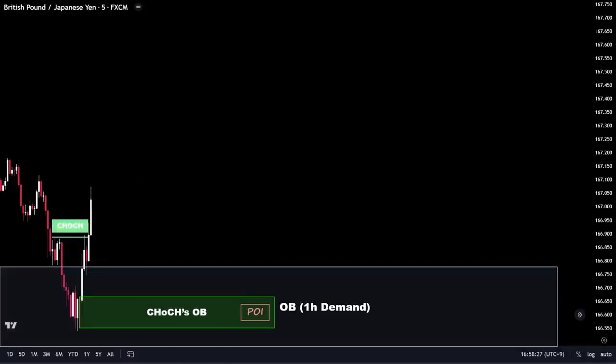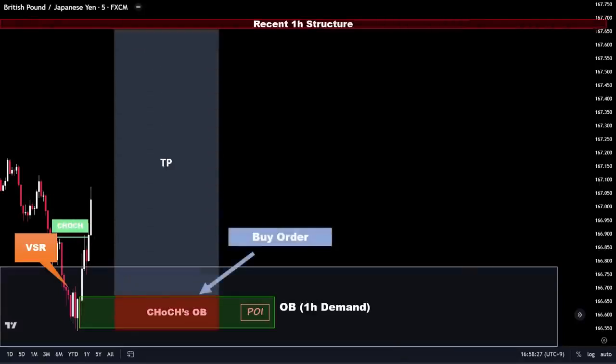Furthermore, we notice the presence of this VSR pattern, indicating a strong rejection from the higher timeframe's demand zone. This pattern adds further confirmation to our entry decision, suggesting that this zone presents a higher probability for a long position. With these confluences aligning, we have increased confidence in our trade setup. Now that we have identified our point of interest and have a clear entry signal, we can proceed to place a buy order at the highlighted level.